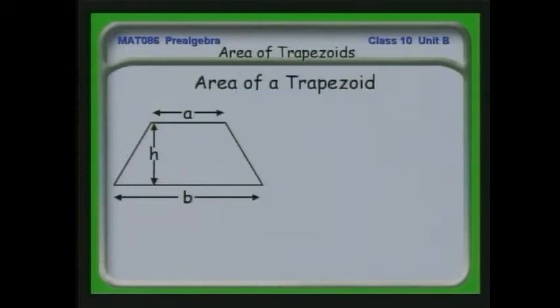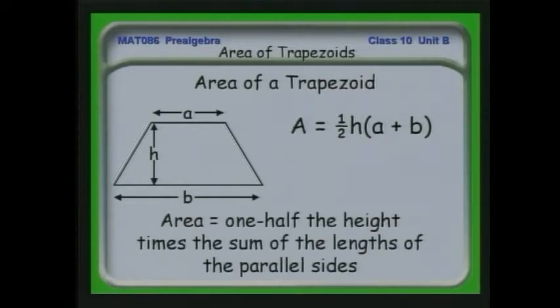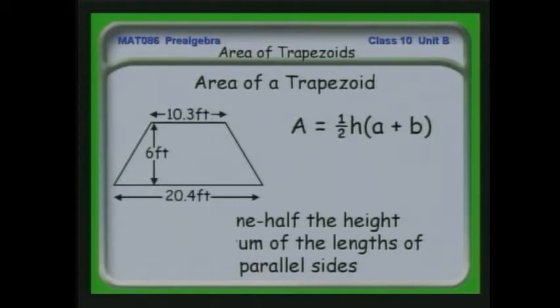Let's look at the formula for the area. In this case, we have two parallel sides, A and B, and there's the height. The area of a trapezoid is 1/2 the height times the sum of those two parallel sides. It's 1/2 the height times the sum of the lengths of the parallel sides. Let's look at an example.